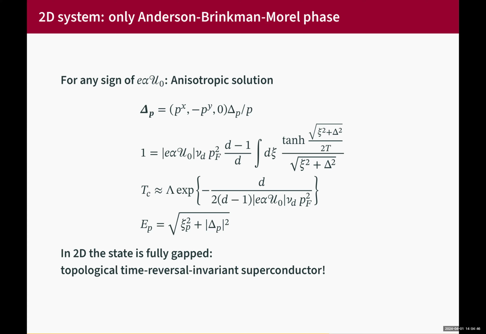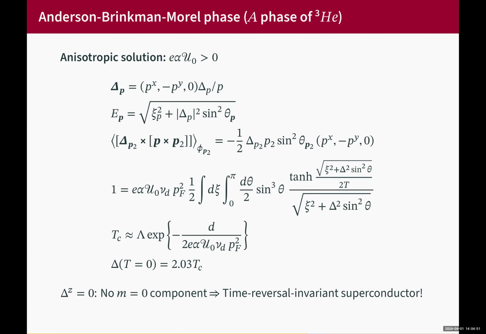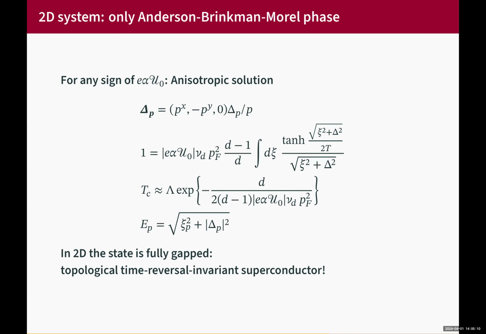But the principal difference from the three-dimensional case is the following. You see, when you have the order parameter like this, it has nodes in three dimensions. So in three dimensions, this phase is a nodal superconductor with nodes at north and south poles. But in two-dimensional systems, there are no nodes, so the state is fully gapped. So this is a kind of microscopic model for a topological time-reversal-invariant superconductor.